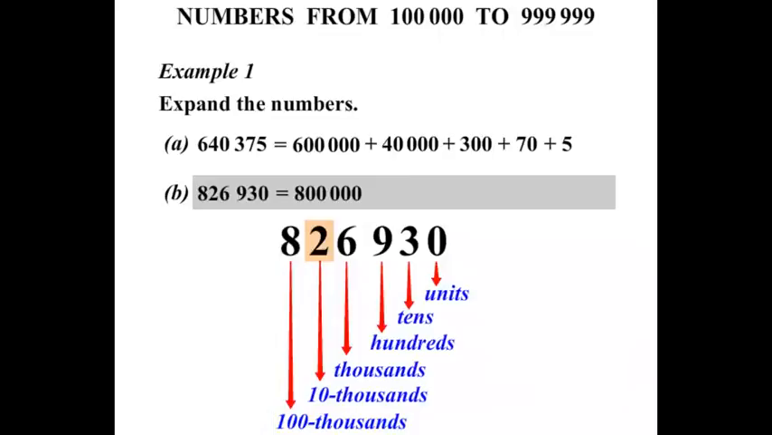2 is worth 2 lots of 10,000s. So we're going to add 20,000. We have 6 lots of thousands, okay, so we're going to add 6,000. We have 9 lots of hundreds, so we're going to add 900. We have 3 lots of tens, so we add 30. And finally we have 0 lots of ones, or 0 lots of units, which is 0, so there's nothing more to add.